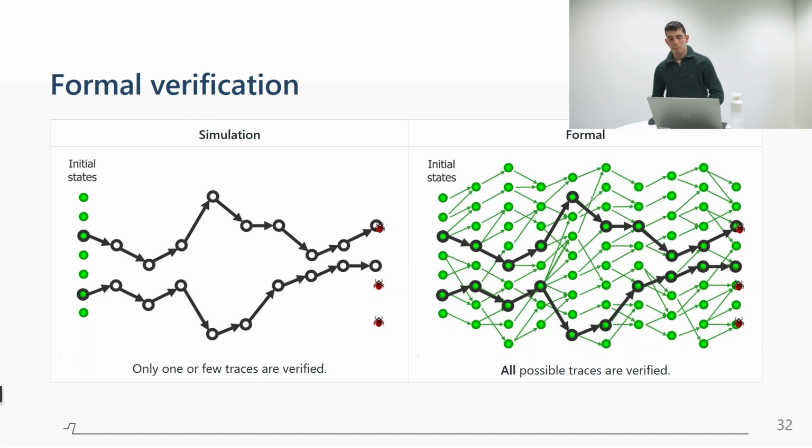bug. In the case of formal, on the right side, you can see it is analyzing the whole state space, meaning that it starts from all the possible initial states and analyzes all possibilities through the state space. And then you are sure that you will reach a certain state where you encounter a bug.